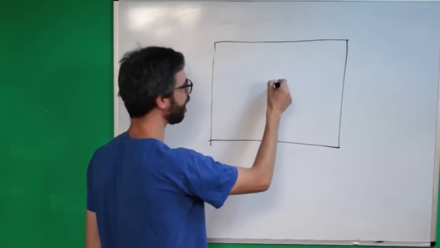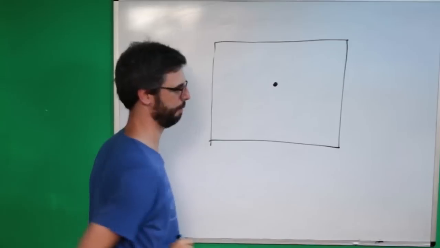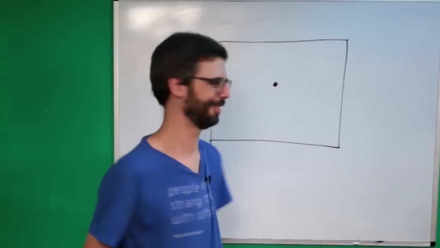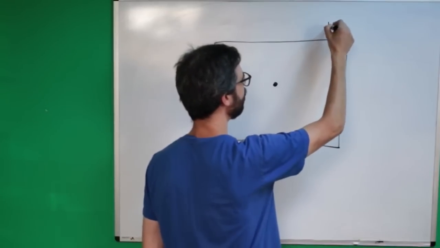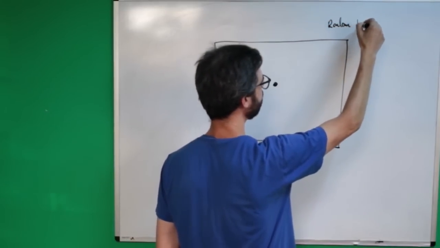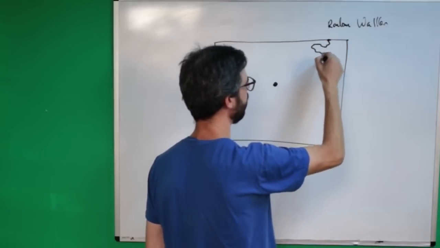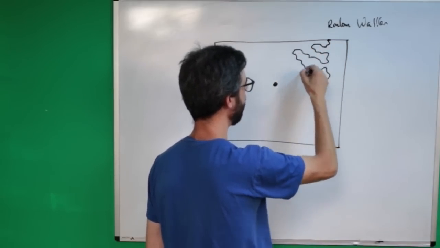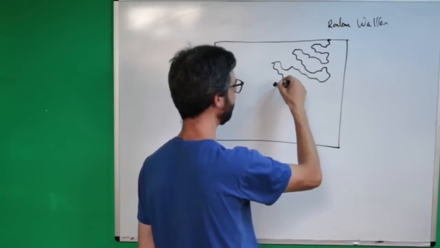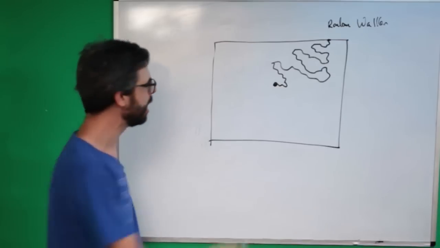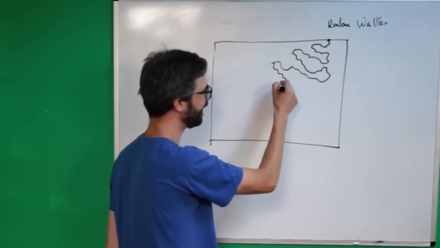OK, so let's say we pick a point at the middle of the screen. And then there's this thing called a random walker. The random walker starts here, and just starts to randomly move around the screen. And at some point, it hits this point. Now, obviously, it's not going to take that exact path, although it could randomly. And once it hits an existing point, it gets stuck.